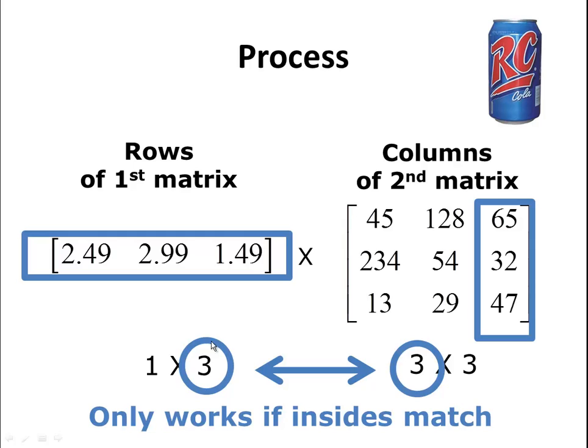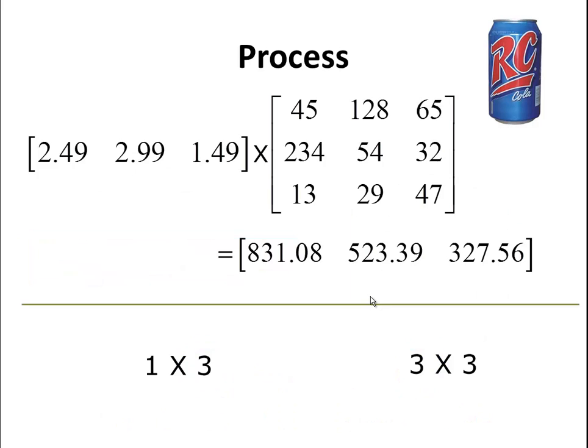That's telling me there are three numbers in each of these rows here. And then this first three here tells me there are three rows in each of these columns. So I've got to make sure that those two numbers match in order for me to pair up my numbers appropriately. So that is one of the requirements for matrix multiplication. When you put the dimensions of each matrix side by side, those insides have to match.